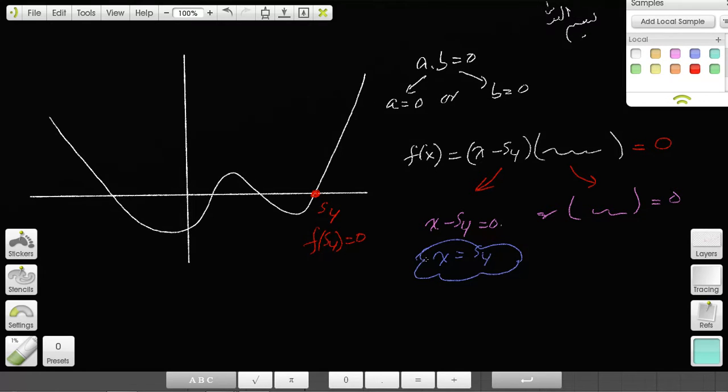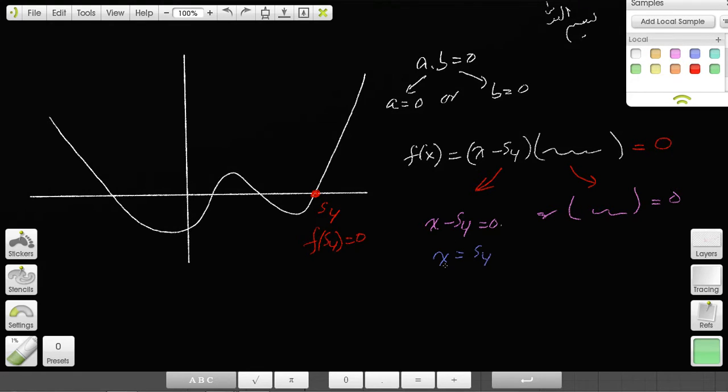And working backwards, you say, if for s4 to be a 0, then this must be true, right? Because if f of x is 0, then x must be s4. And from this, going backwards from the zero product property, we can say that it has to be a factor of the function. You follow? So it's like going backwards from the zero product property.